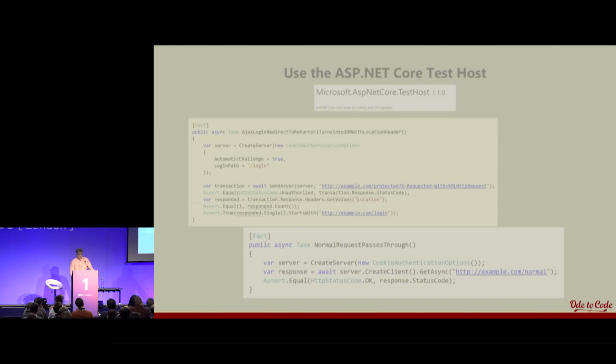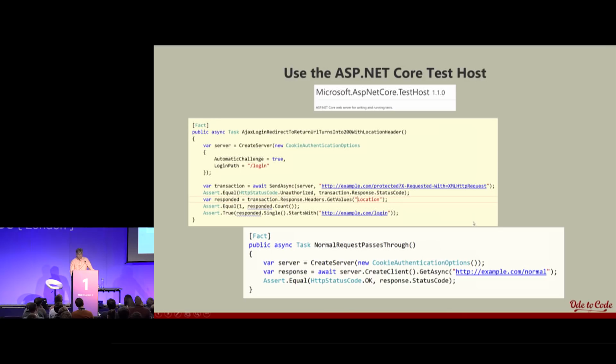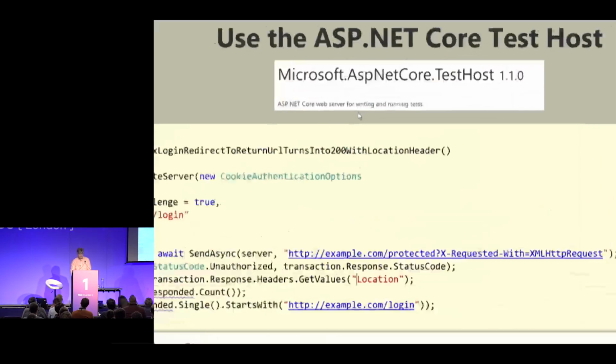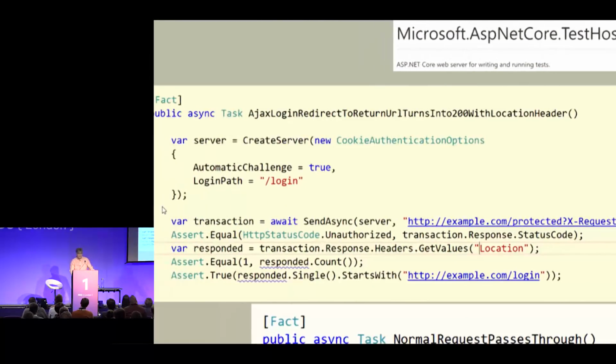So kind of along those lines, I'm a big fan of the ASP.NET Core test host. There's a NuGet package out there, Microsoft.AspNetCore.TestHost. If you look through the ASP.NET Core repositories, you'll see this is used in a number of their test projects. And this is just a little example of what you can do with it. So what is it? You could think of it like an in-memory server.